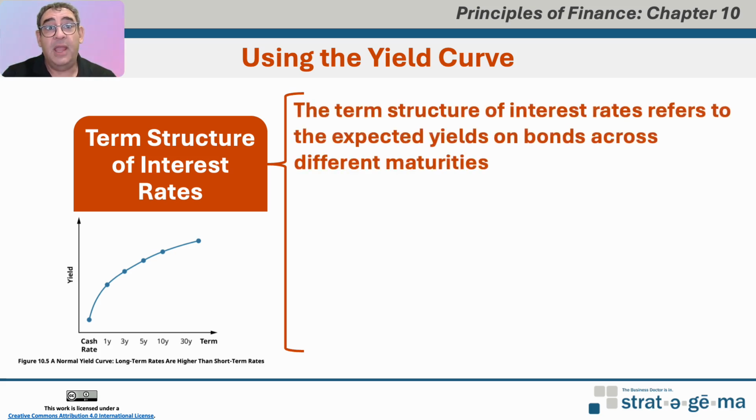If you look at the little graph here, you can see that on the horizontal axis we have time, and on the vertical we have yield, basically the percentage. And you can see that as time progresses, so the longer the maturity of a bond, guess what happens to the yield? You expect a longer term bond to pay more.